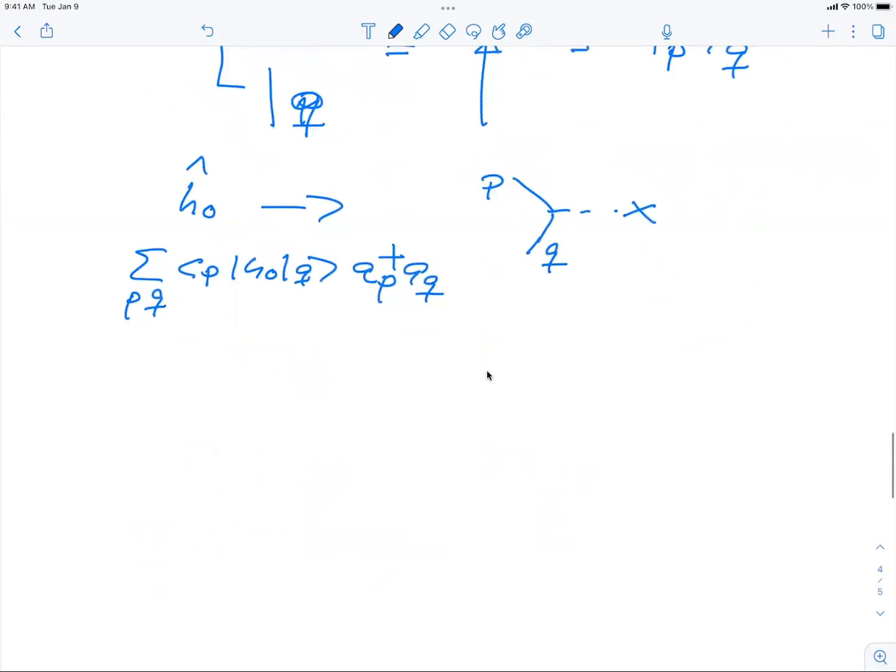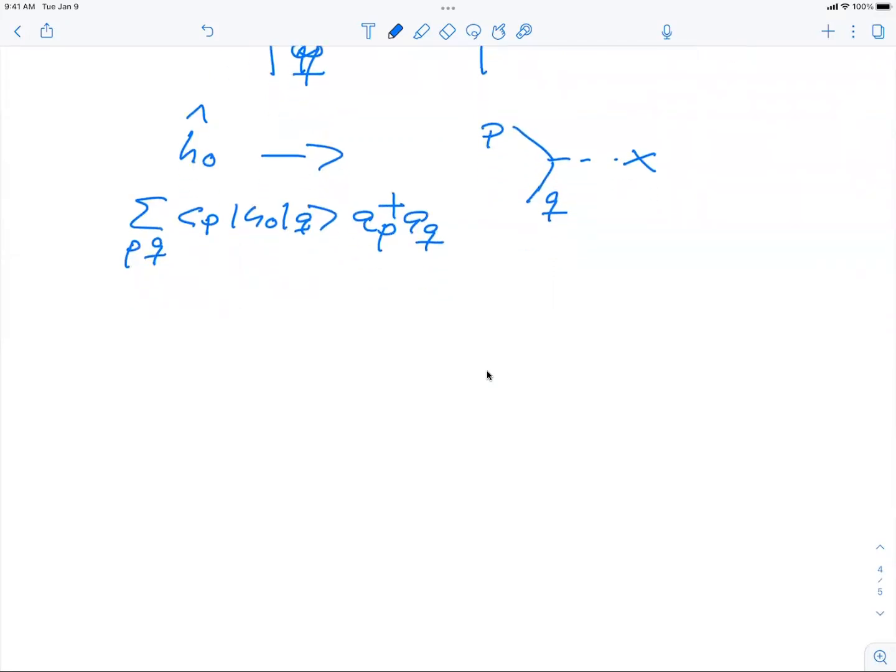Similarly, for the one-body operator, when we look at this diagrammatic representation, we see now that the outgoing state is given by P, and the incoming state is given by Q. And then you can read off from this diagrammatic representation the mathematical expression for the operator.